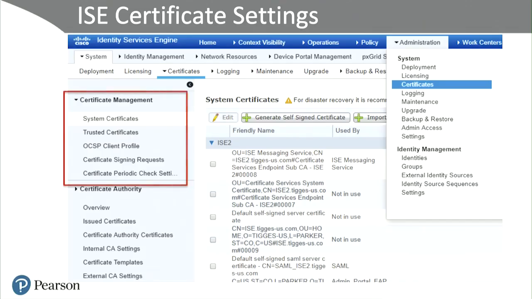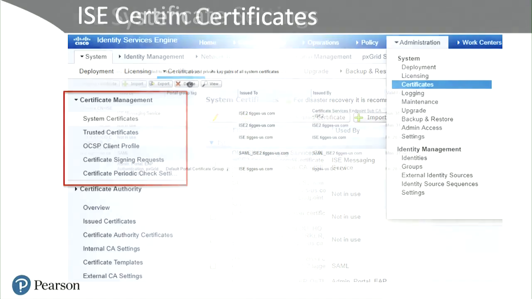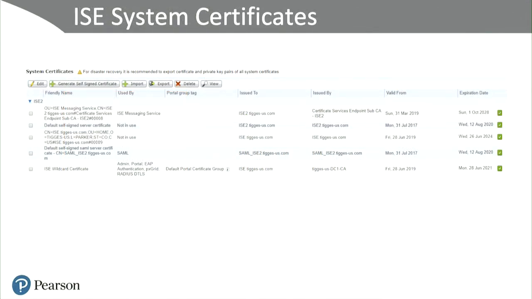Just some real quick screenshots, and we'll go over these in our demo a little bit later. But as you can see, ISE has the 2 certificate types that we talked about before, the system certificates and the trusted certificates. These are our system certificates. We have a name for that certificate, which is just a name that defines the certificate to us, what function that certificate is used for.